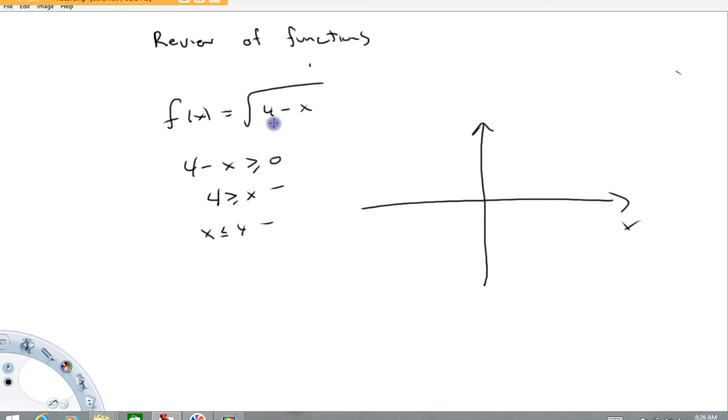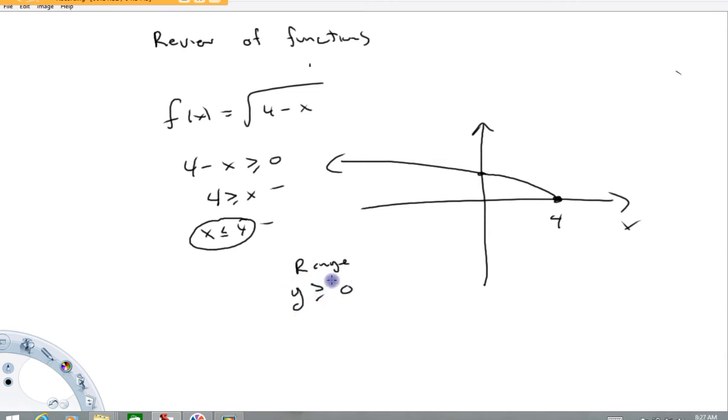All right, so let's see. I'm going to sketch this, taking note of my domain. This thing is not defined for values like x equals 5. So I'm going to start here at 4. If you put 4 in, you get 0. I'm going to take note that if you put 0 in here, square root of 4 is 2, so it goes through the point 0, 2. This graph looks something like this. Gets bigger forever to the left. So our range, I'm taking note that y can be 0 or anything bigger than that. So y has to be greater than or equal to 0. There's the range of that function.